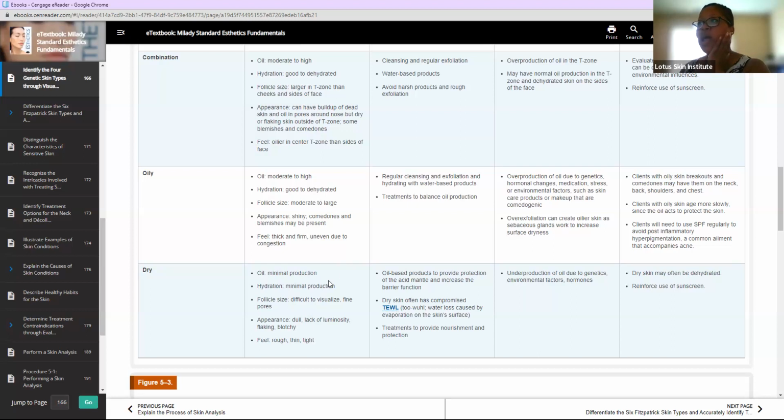For dry skin, there is minimal oil production, minimal hydration, and follicle size is difficult to tell. The appearance is dull, lack of luminosity, meaning a kind of a shine to it. Flaking, blotchy, it feels thin, it feels tight. How can we tell that? We have to touch their skin.